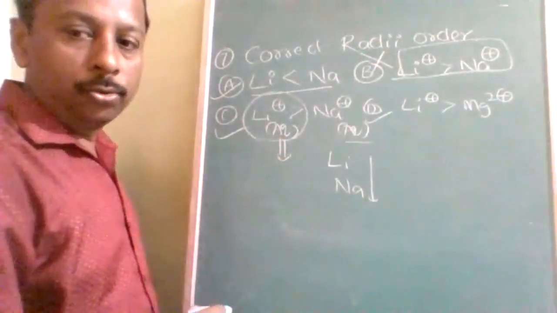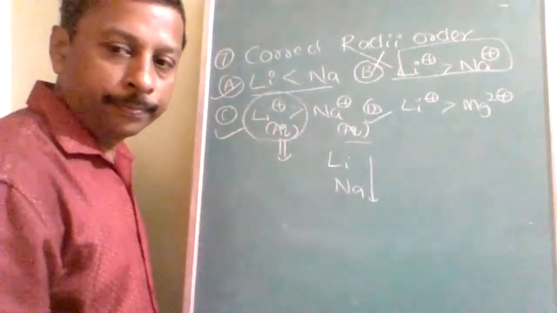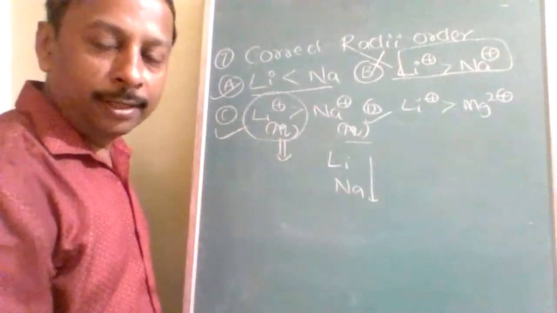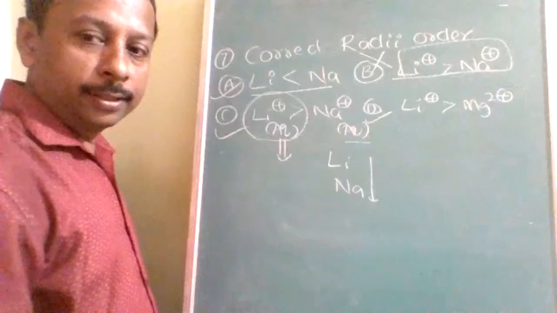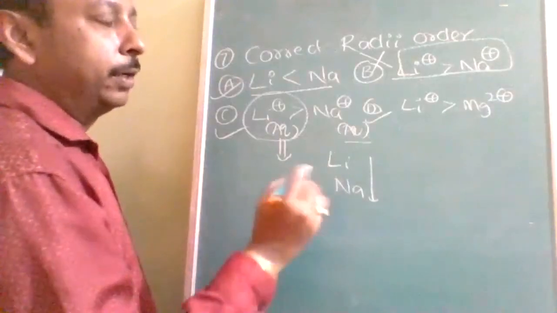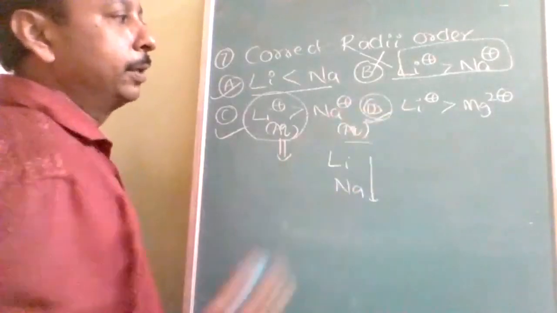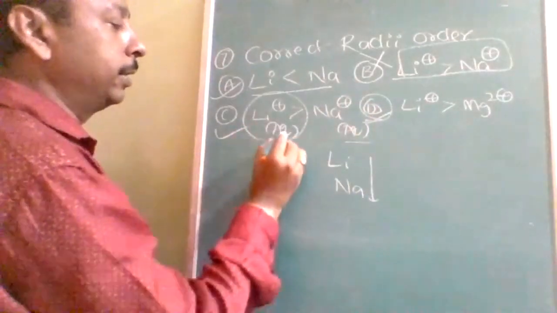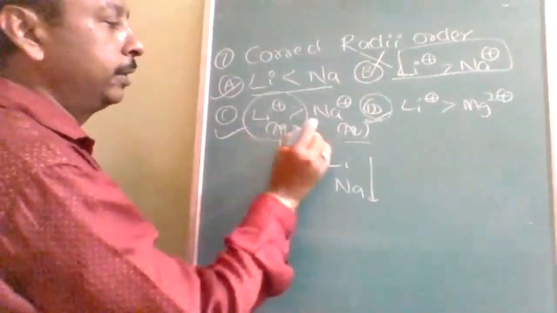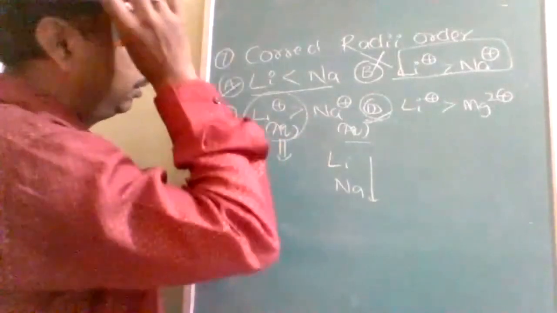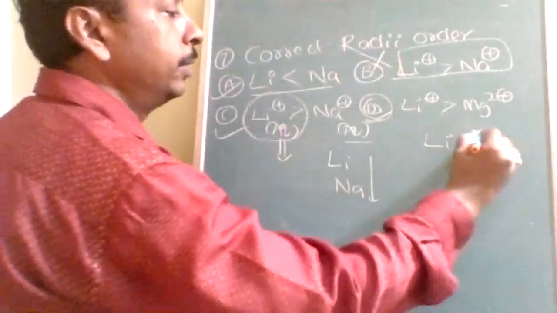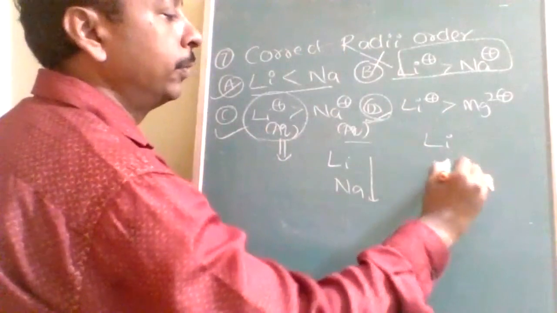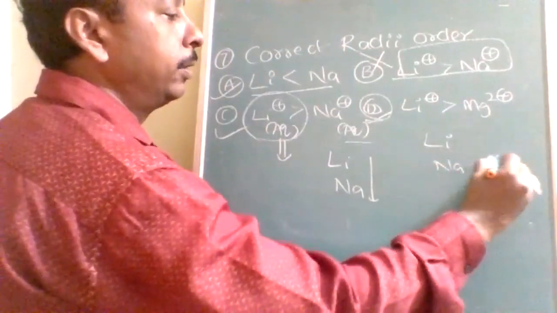In aqueous, they are not equal but nearly the same. Okay. So this is lithium and sodium. Due to hydration, this is more. Is it understood? Now lithium is here, then sodium, and magnesium is here.